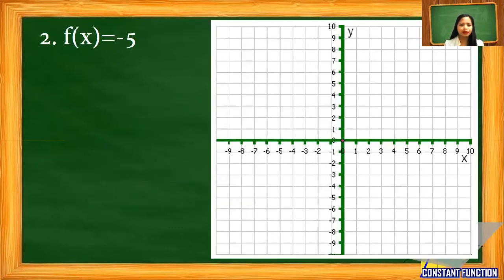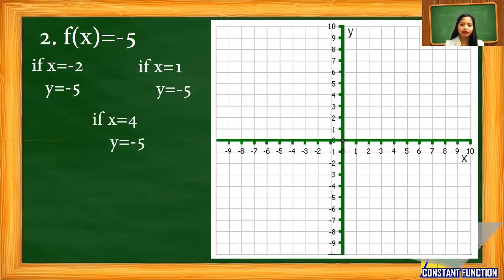Now, for example number 2, f of x is equal to negative 5. Suppose our x is equal to negative 2, since we can substitute any value of x here because our domain is any real number. Y is equal to negative 5. And if our x is equal to 1, our y is still negative 5. And if we have x is equal to 4, our y is still negative 5.